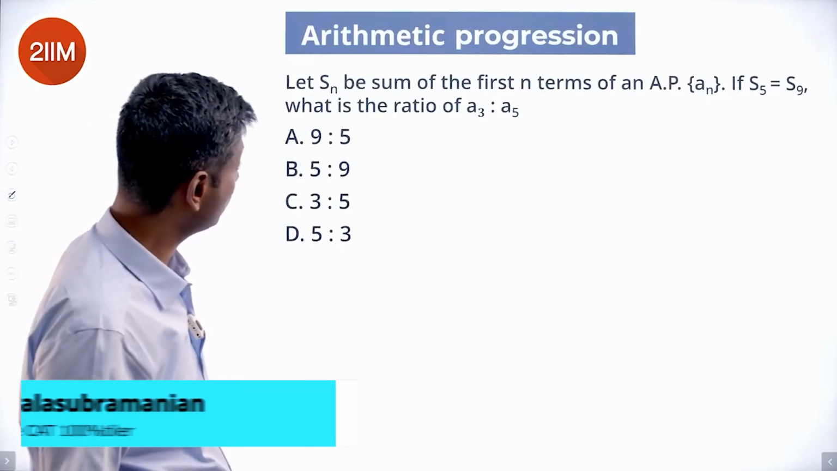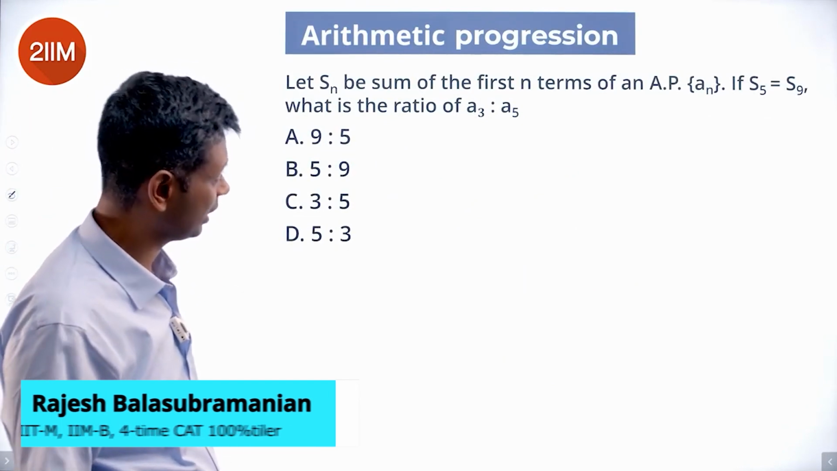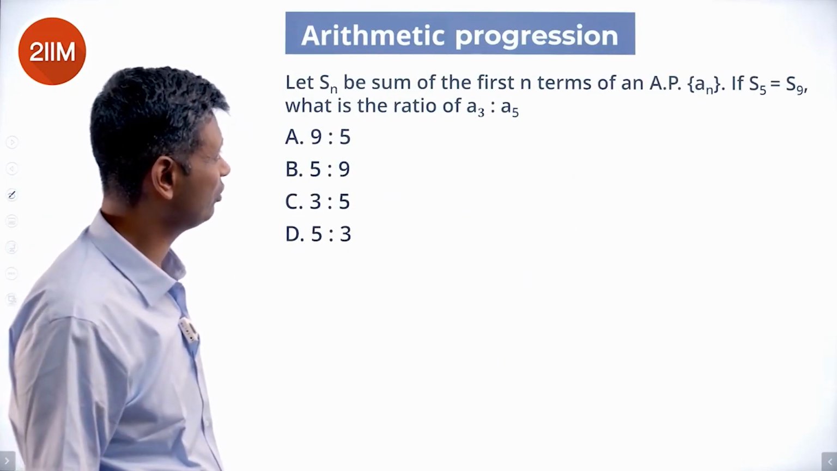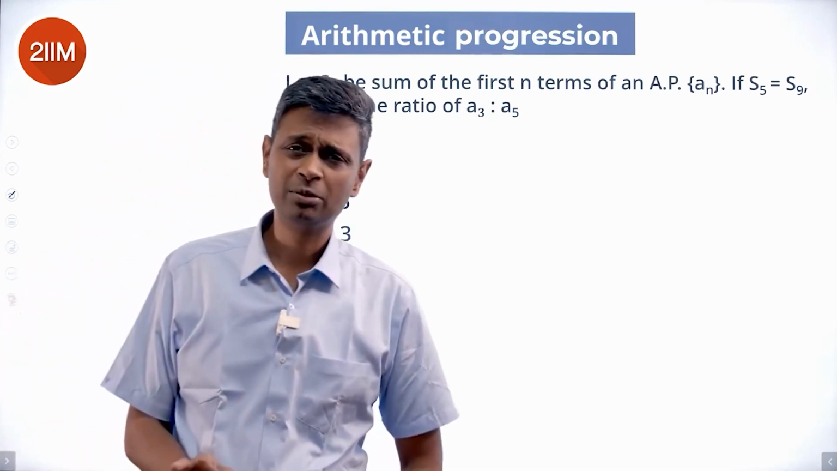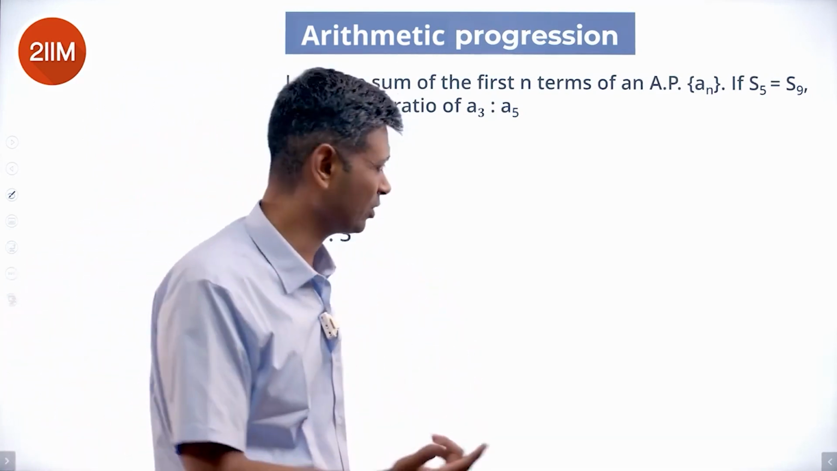Let Sn be the sum of the first n terms of an AP. S5 is equal to S9. What is the ratio of A3 is to A5? Beautiful question. It's a beautifully doable, very simple question. How do we do this?